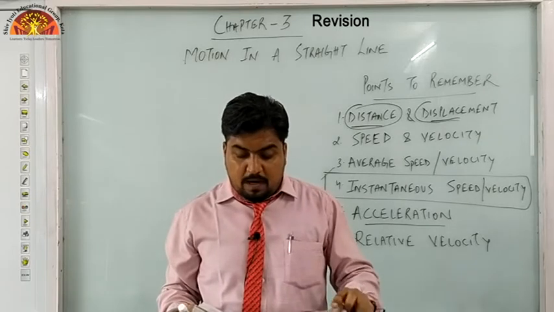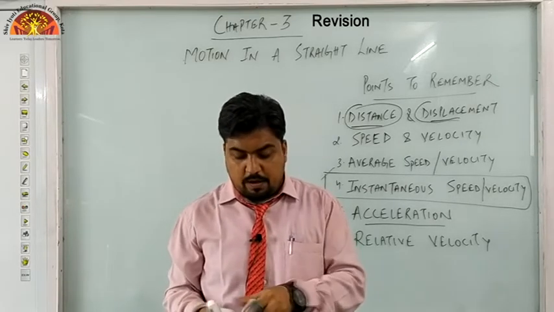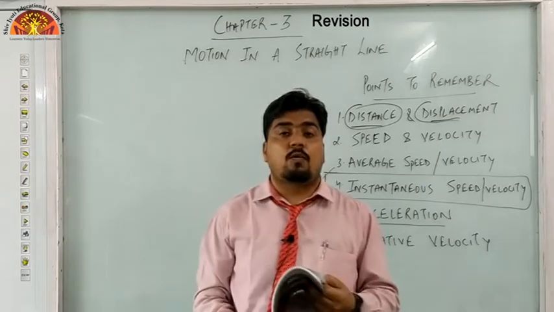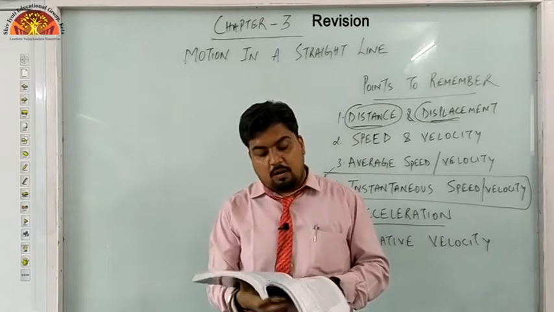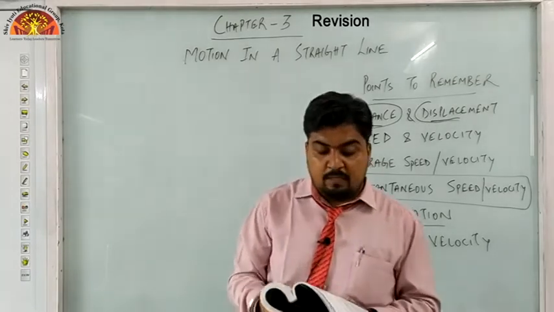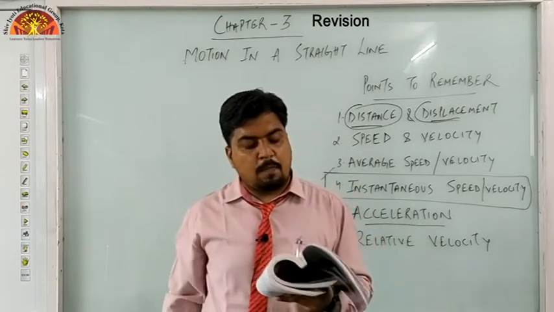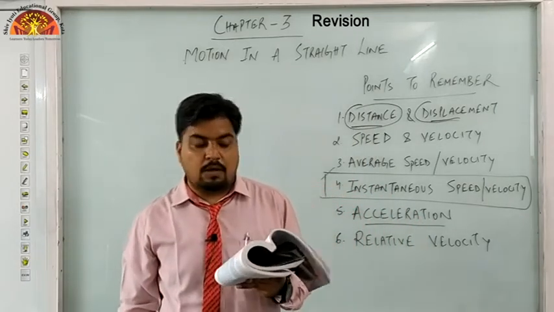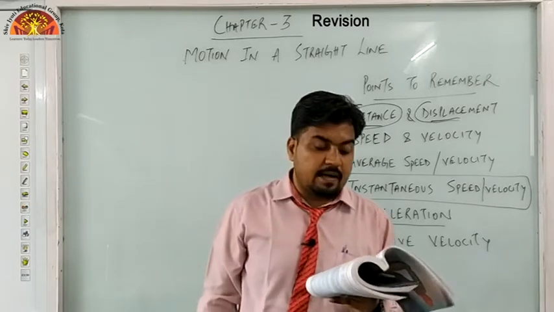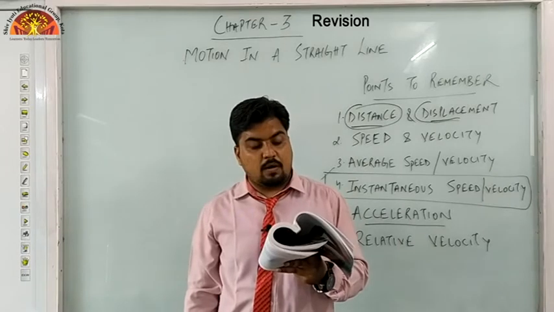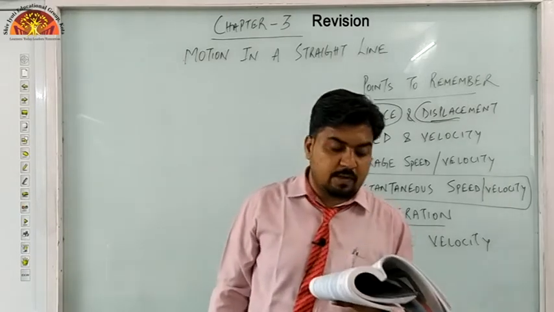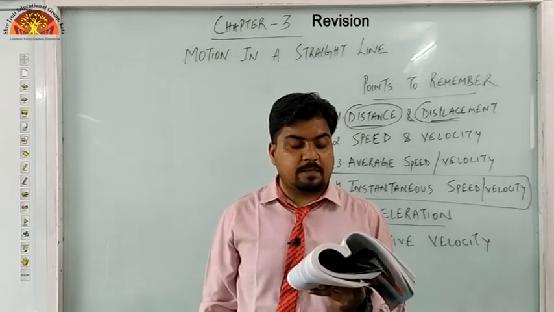So apart from these formulas, what you can do is, yeah, page number 52, open this page number 52. On this, you can go through this example 3.9. Example 3.9, it says two parallel rail tracks run north-south. Train A moves north with a speed of 54 kilometers per hour and train B moves south with a speed of 90 kilometers per hour. Now it says, in the first part, we need to calculate the velocity of B with respect to A.